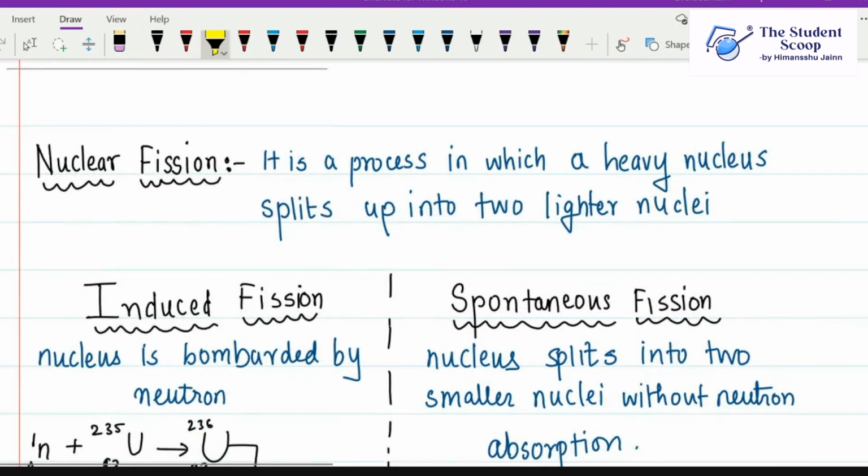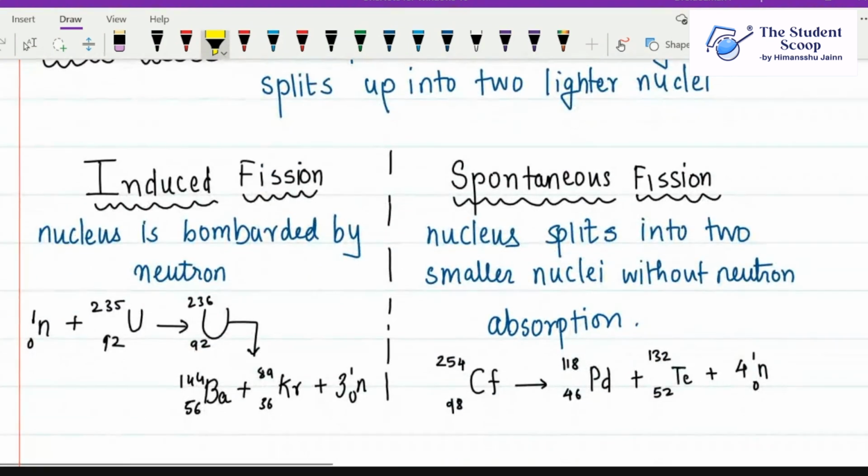neutron. What we are going to focus on more is induced fission, because that's how we create nuclear fission energy. You can see an example reaction of induced fission, where a neutron is bombarded onto a uranium atom. The uranium atom then absorbs that neutron and further splits into barium and krypton nuclei, simultaneously releasing 3 more neutrons.